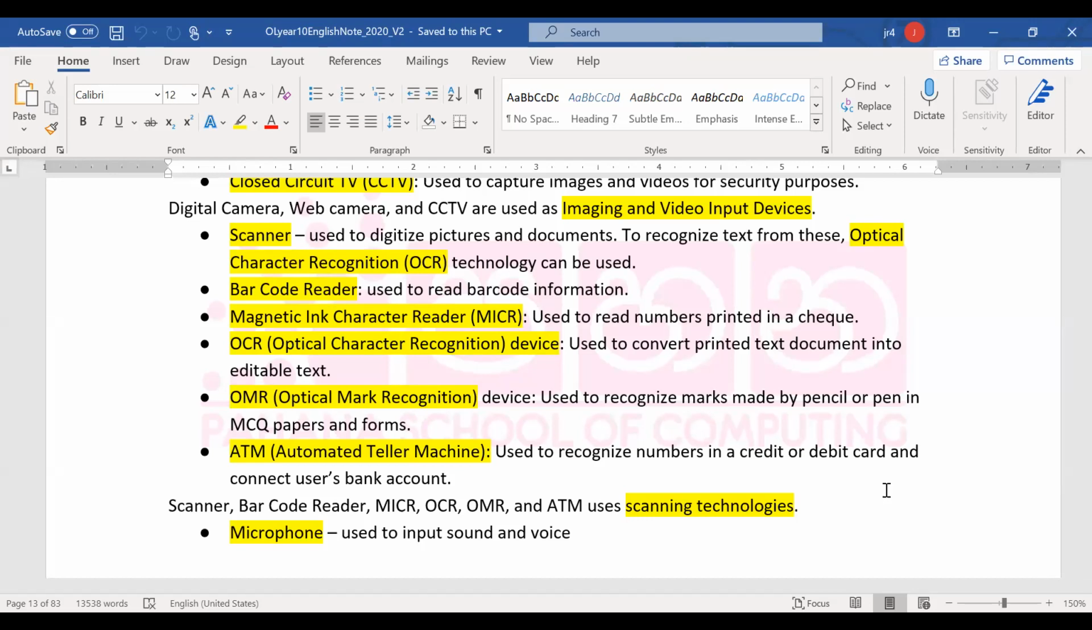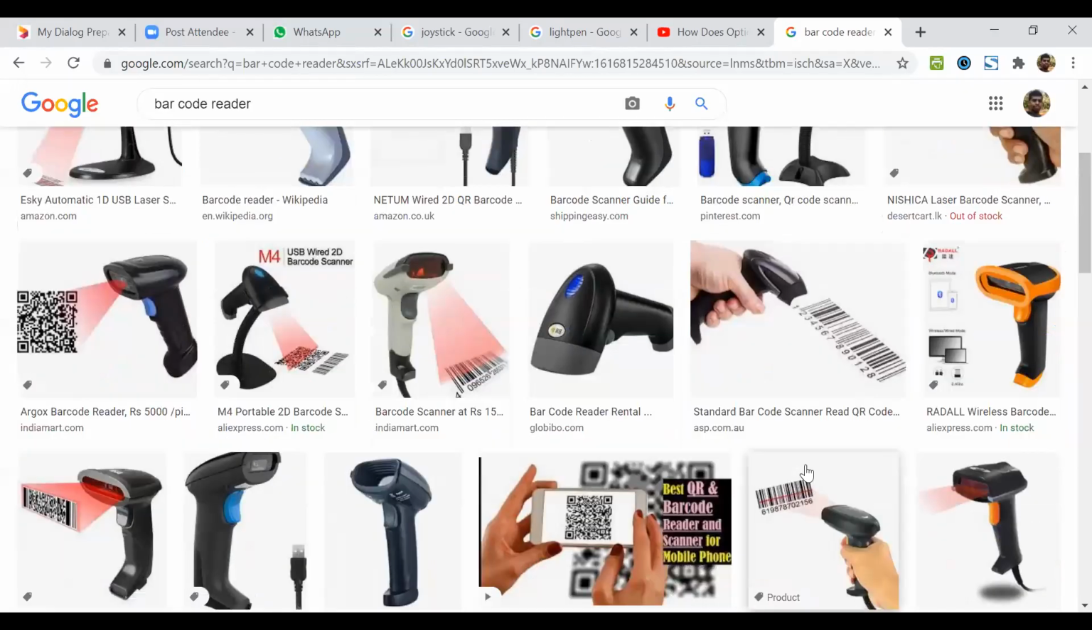Then we have barcode readers. I hope that when you visit shopping malls, which are computerized, you have seen barcode readers. That's actually pretty common nowadays. Let me show you quickly some of the images. Right? These are barcodes.